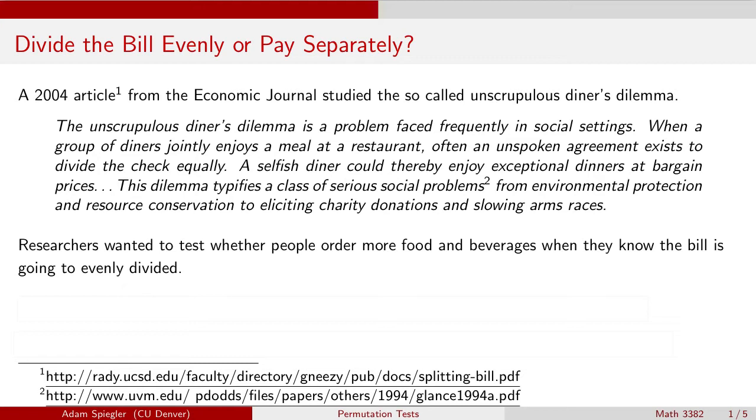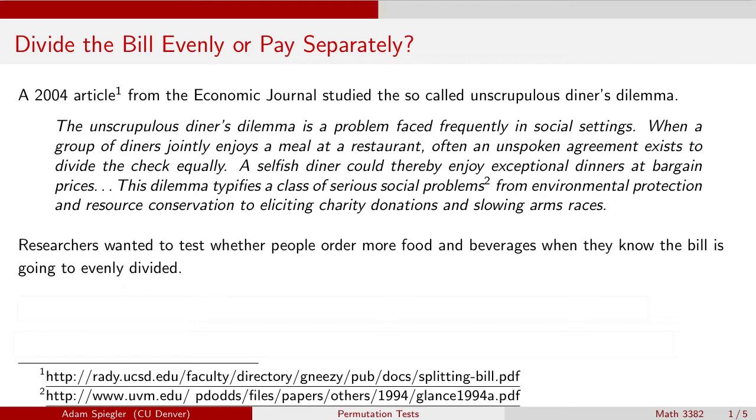And so to motivate this example, I want to return to an example we've looked at in class. This was an example for what's called the unscrupulous diner's dilemma. A lot of us have been in the situation where we go out to dinner with a number of people, and sometimes to save time, we just divide the bill evenly amongst everybody at the table, regardless of how much they order. And in some cases, people prefer to pay separately just for the items that they've ordered. So these researchers were curious as far as whether people had different ordering habits based on whether they knew the bill was going to be split evenly or whether they knew that they were going to pay separately.